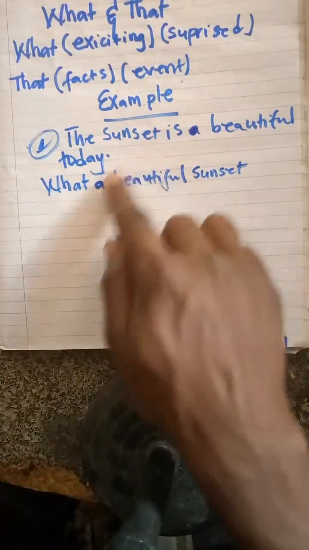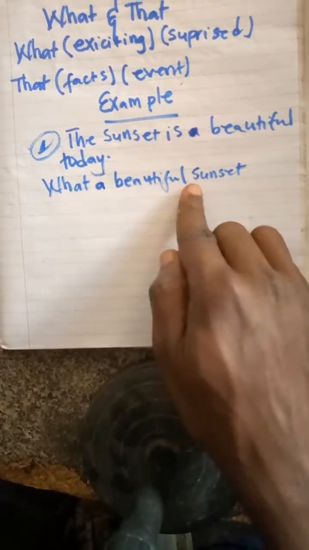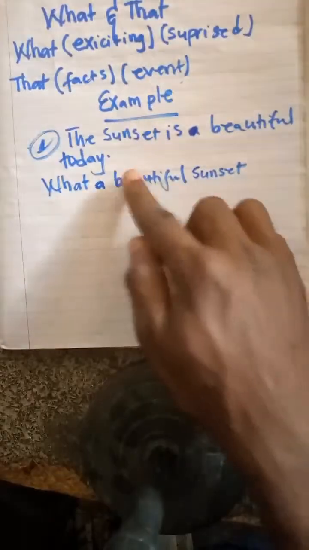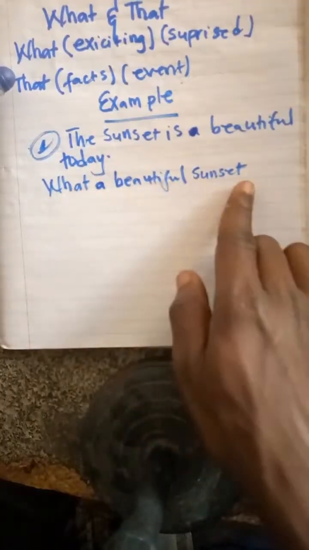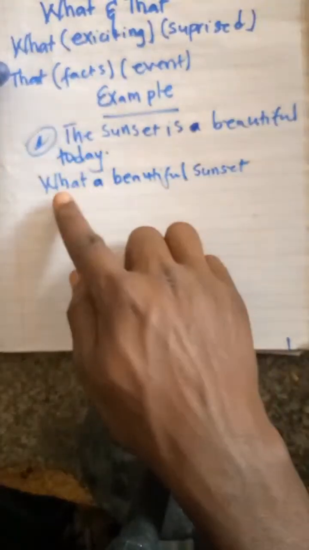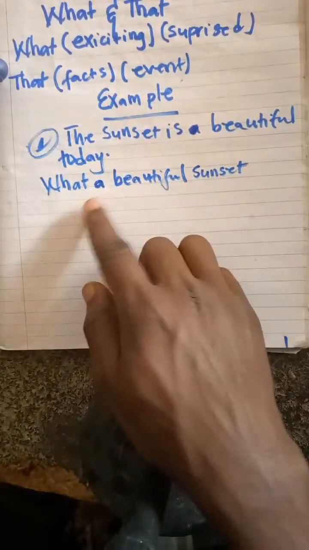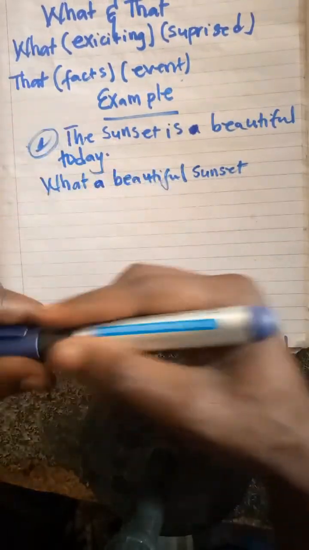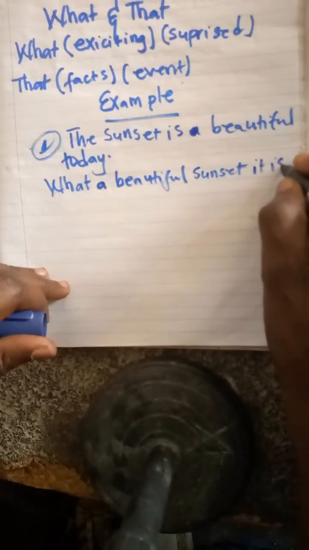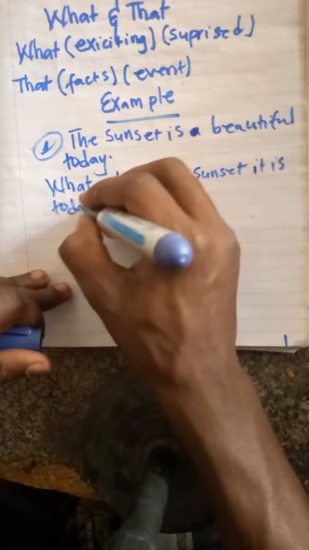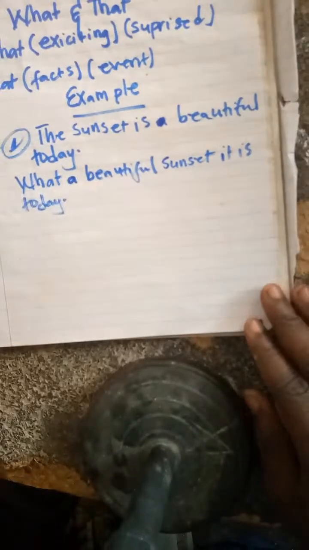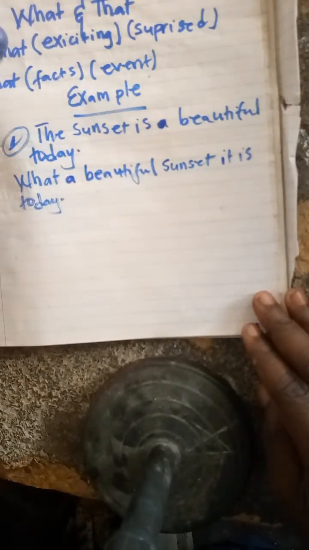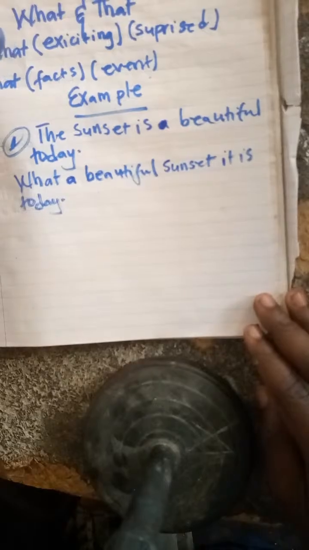We have started first with the outcome, which is beautiful. We'll say what a beautiful in order to make the sentence make more sense. What a beautiful sunset, not just what beautiful sunset. The sunset is beautiful today. So you say what a beautiful sunset, then you say it is today. Okay, so we write what a beautiful sunset it is today.